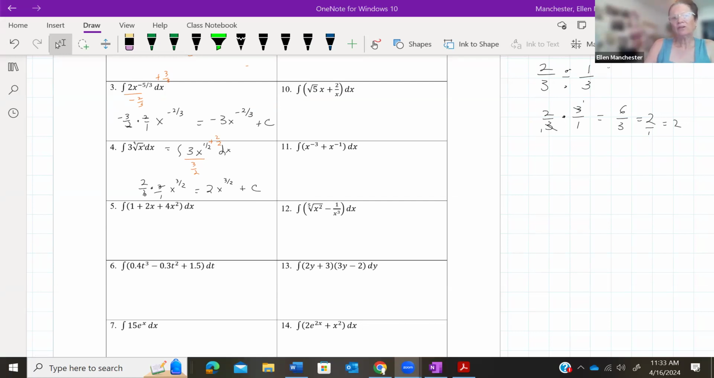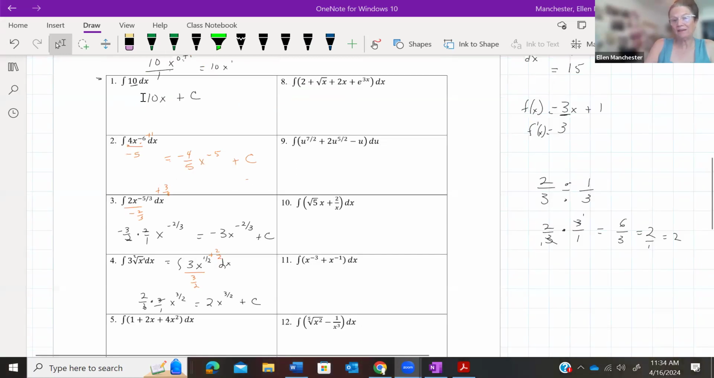Okay, so Javier, go back and look at what you would do with the 1. So the 1 is like the 10. So it's a constant. So you have to do something with that one. And Brian, yours looks good.